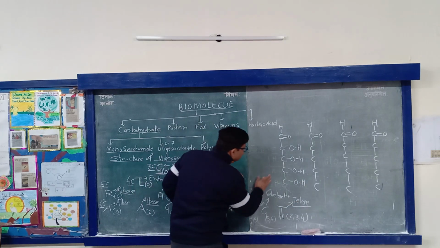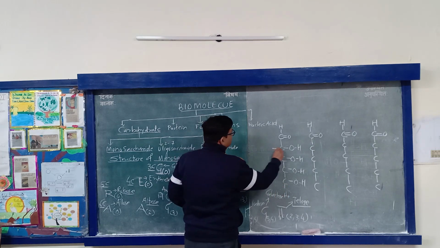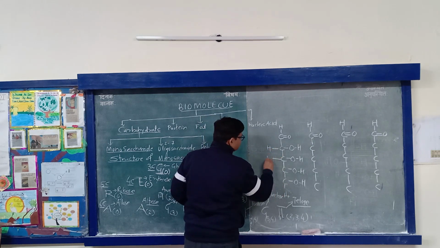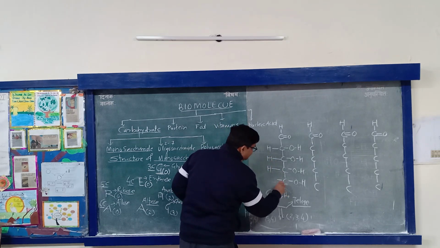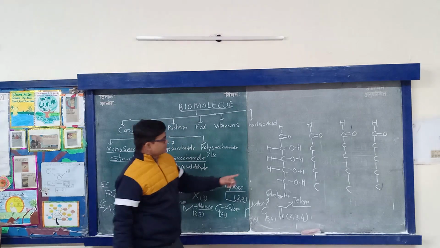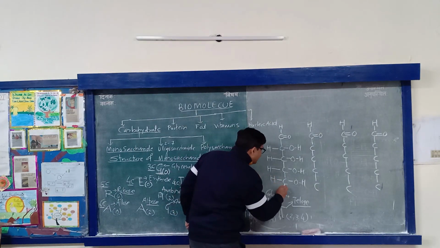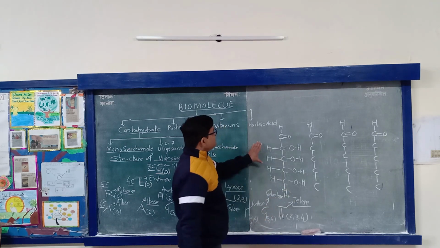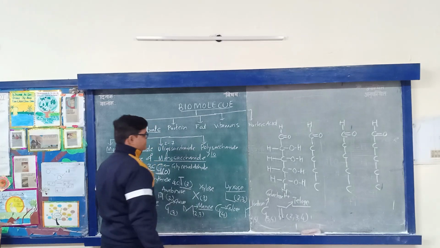You have to fulfill the valency of the carbon. In case of carbon number 2, you have to add 1 hydrogen, on 3, 1 hydrogen, on 4, 1 hydrogen. But on carbon number 5, because carbon has 4 valency, you have to add 2 more hydrogens. So now this is the straight chain chemical structure of ribose.